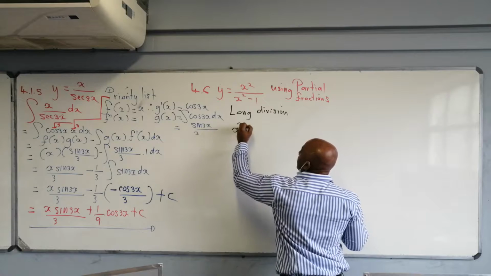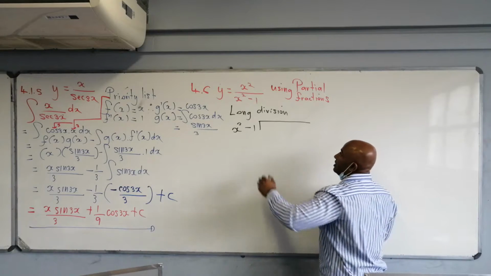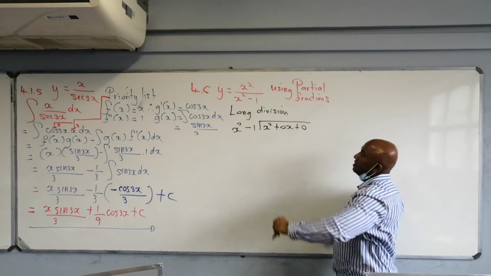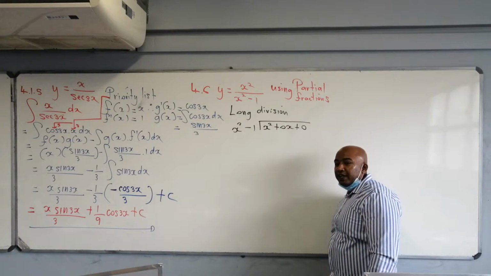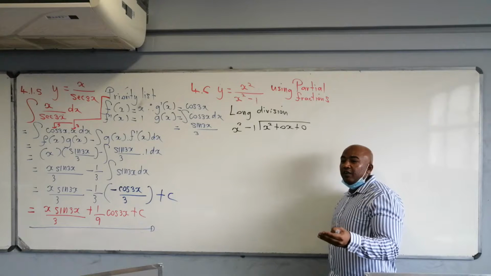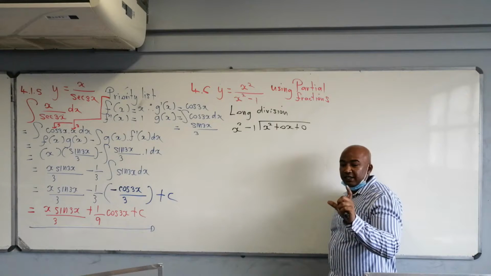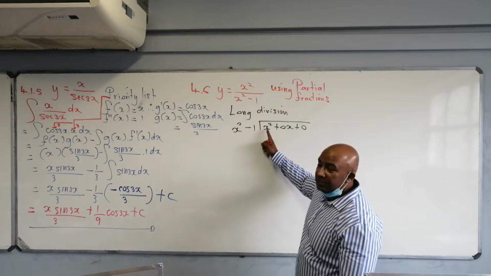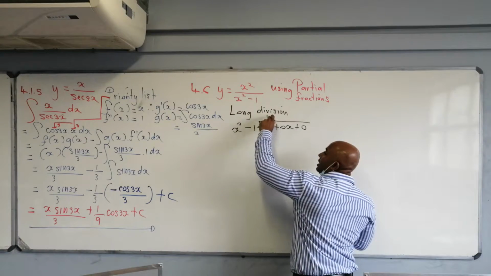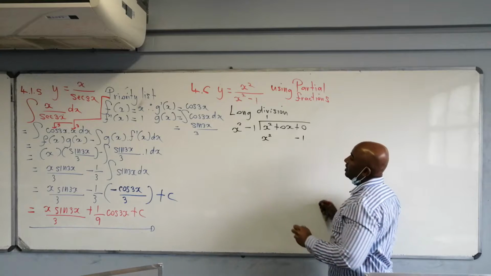So we have x squared minus 1. That's the denominator, the divisor, which goes on the outside. The dividend goes on the inside, which is x squared plus 0x plus 0. Long division is just a 4-step process. You're doing it over and over again. The only way you're going to get it wrong is if you make a mistake with the signs when you're subtracting. Okay, so step number 1, divide x squared by x squared. You get 1. Multiply: 1 times x squared is x squared, 1 times minus 1 is minus 1.